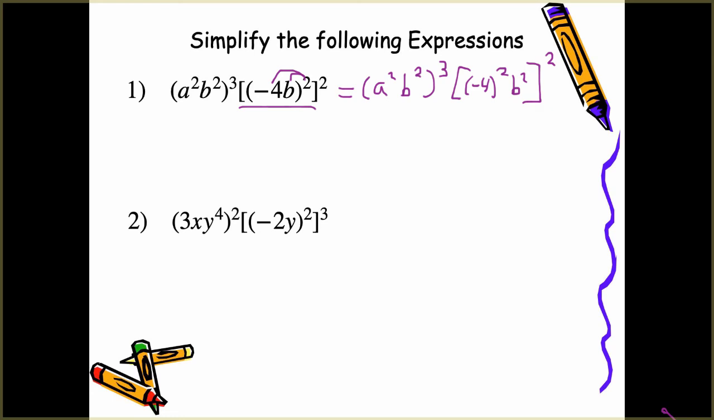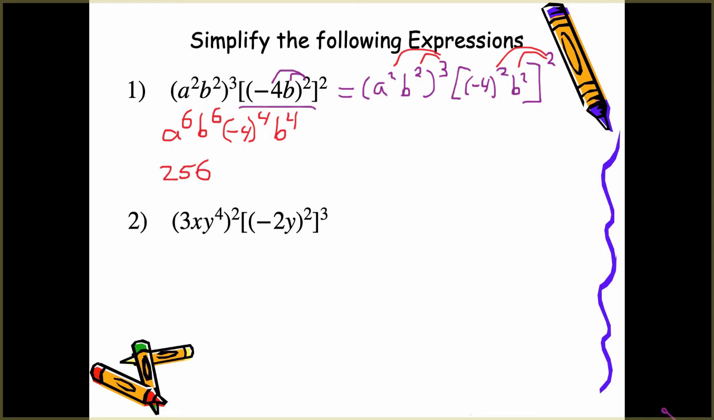All right. So now we've done this, I'm going to bring my exponents in. We bring the 3 into here. We bring the 2 into both terms here. And we get a to the 6th, b to the 6th, negative 4 to the 4th. Make sure you keep it in parentheses. And b to the 4th. For me, the first thing I'm going to do is take negative 4 to the 4th power on my calculator. And when you take negative 4 to the 4th, make sure you use those parentheses. You get a positive 256.